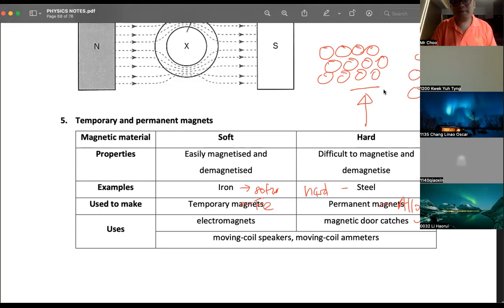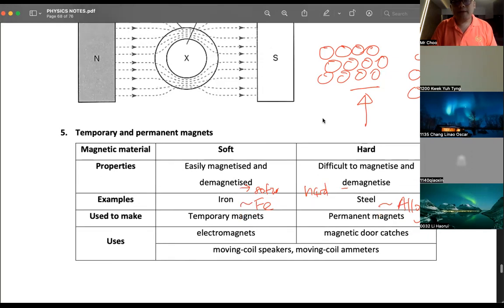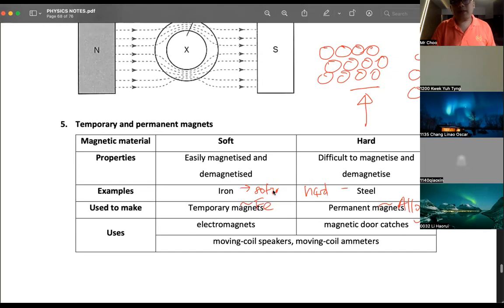Is that clear? Iron is actually soft because it's a pure element, whereas steel is an alloy where there's impurity inside the structure, so it's harder to push.